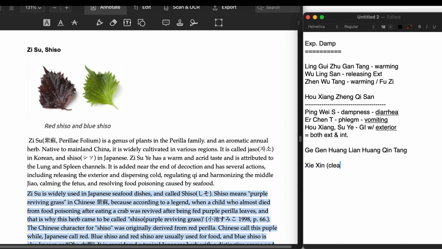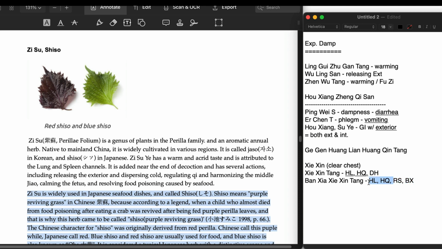What is Xie? Clear heart, chest. And this concept includes both chest and stomach. So Xie. Do you remember Xie Xin Tang? Da Huang Huang Lian Xie Xin Tang: Huang Lian, Huang Qin, and Da Huang. And how about Ban Xia Xie Xin Tang? Huang Lian, Huang Qin, and Ren Shen, and Ban Xia. So this part is Xie.